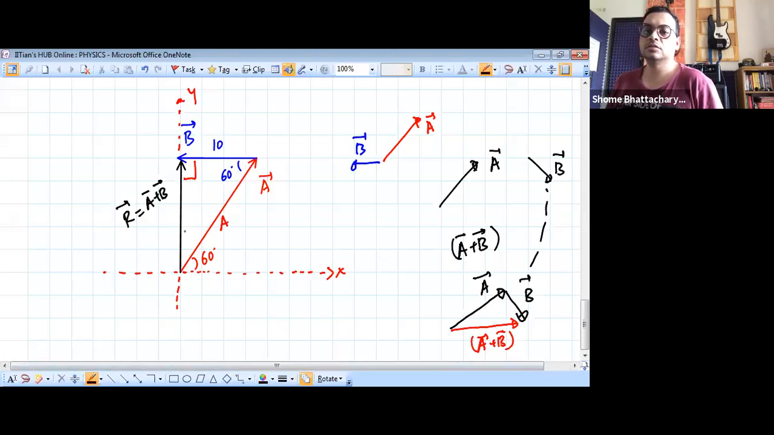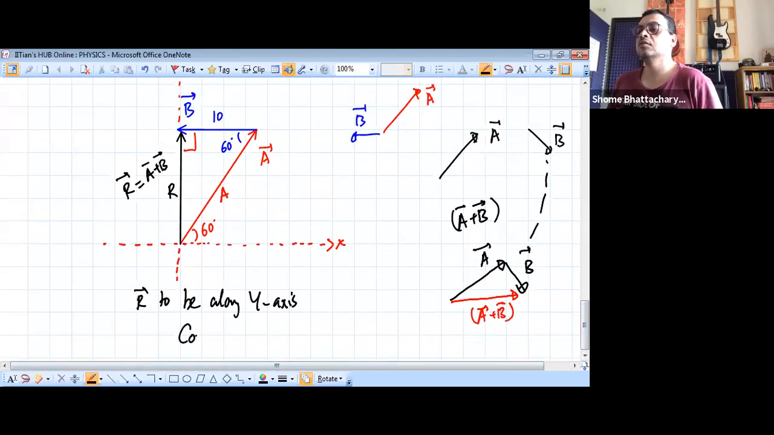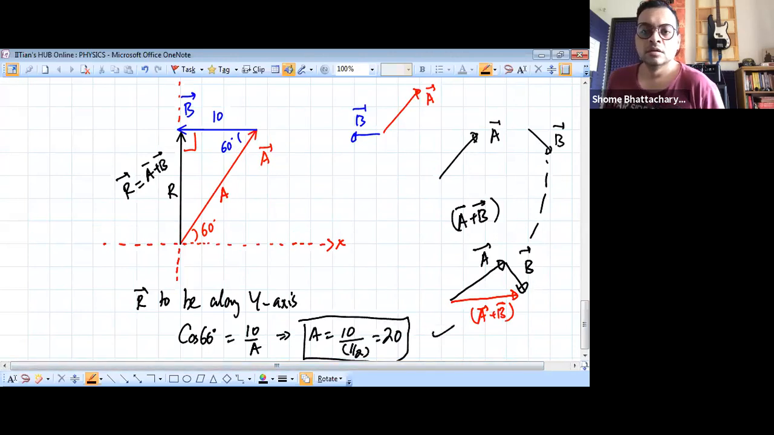Okay, so you can see over here that for R to be along the y-axis, what should happen in this triangle, cos 60 degrees is cos of this angle. So it's base upon hypotenuse. So that should become how much? 10 upon A. So you can see that A should become 10 upon half. That is, the magnitude of the vector A should be 20. Yes, that is a triangle law, no?